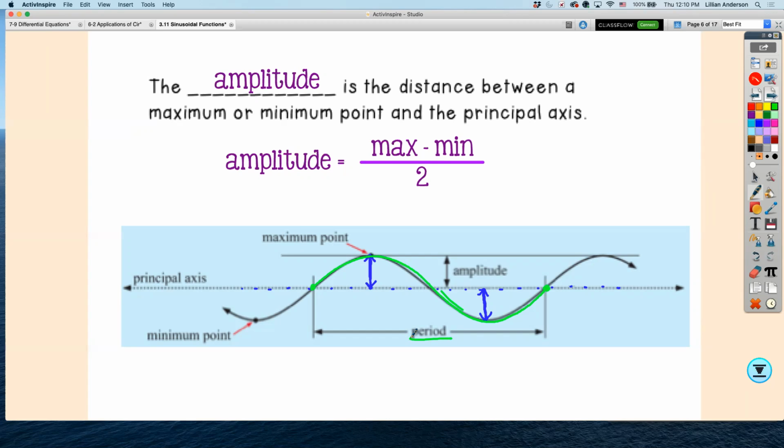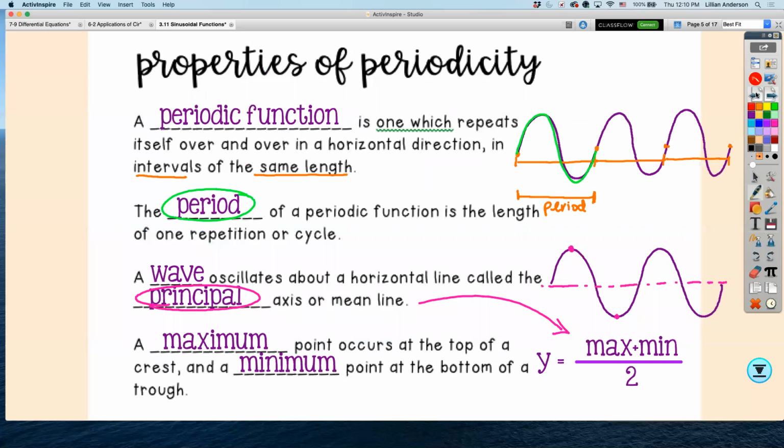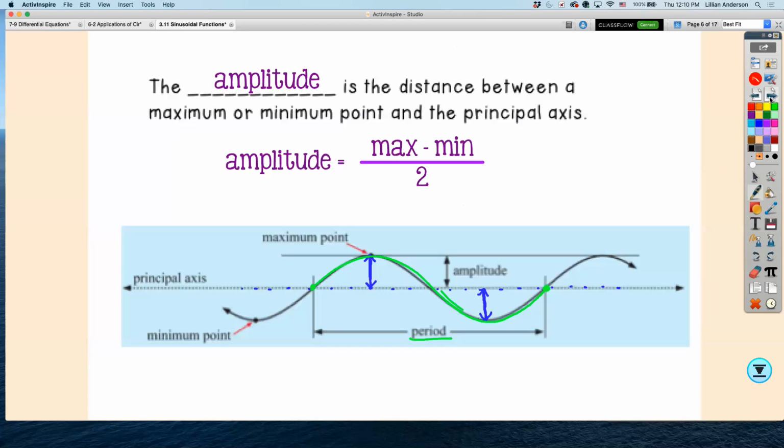Any questions? What was the formula for the first one? Okay, yes, be very careful. The formula for the principal axis is (max + min) divided by 2. But for the amplitude, it's (max - min) divided by 2. So don't get your pluses and minuses mixed up, otherwise you're going to be finding the wrong thing.